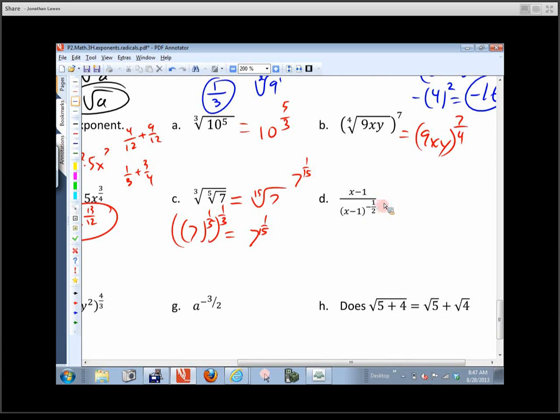Does anybody know how to do this one? Okay. So the first thing we'd want to do is recognize that this is an x minus 1 on the top, raised to the first power. And that negative means reciprocal. So I've got an x minus 1 raised to the first power, and then if I move it in the numerator, this is x minus 1 to the positive 1/2.